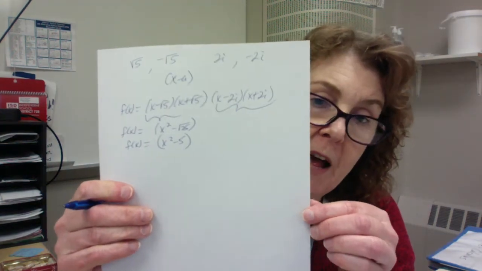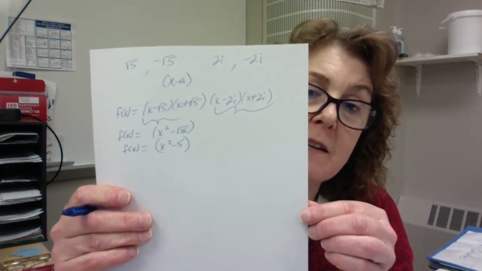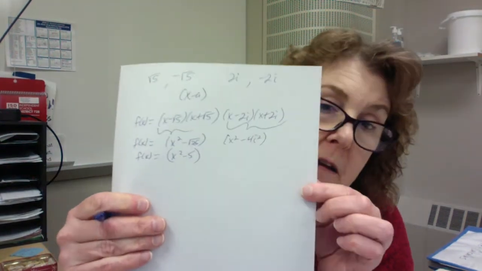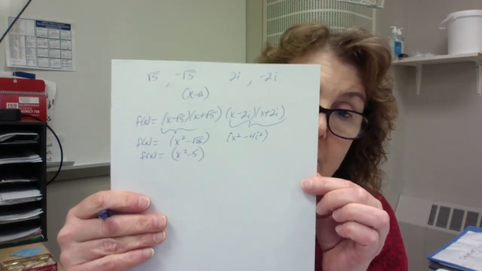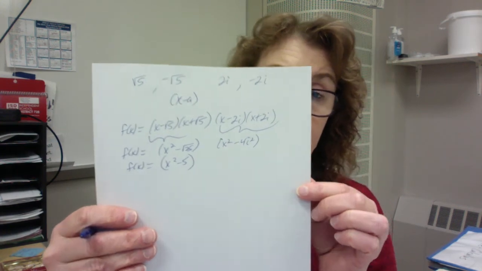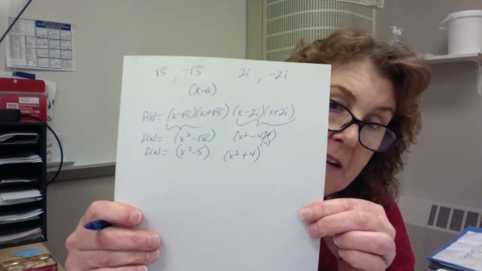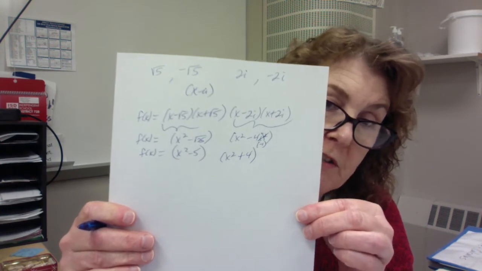And then you want to multiply the quantity x minus 2i times the quantity x plus 2i. And again, with that sum and difference pattern, you're just going to do first times first is x squared, last times last, minus 4i squared. But wait a second, i squared is negative 1. So negative 4 times negative 1 will make that a plus. And it'll be x squared minus 5 times the quantity x squared plus 4.